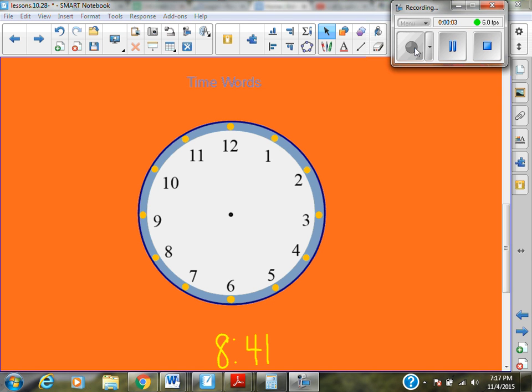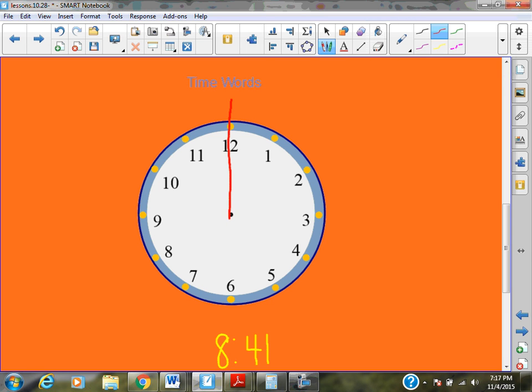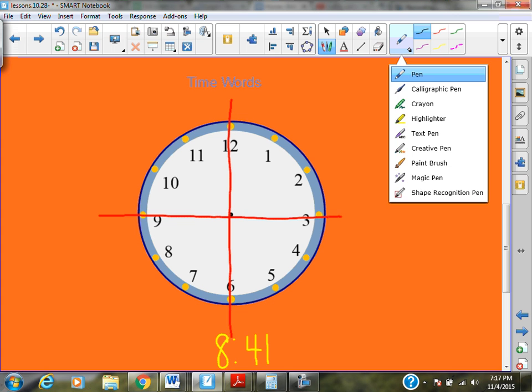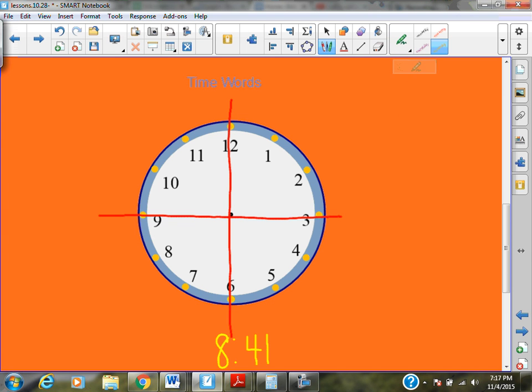Time words. So right now we have a clock here. And I'm going to take this clock and divide it into 4 equal parts. When I divide my clock into 4 equal parts, then I can talk to you about time in words. When I look at just one part of my clock, let's see if I can get a crayon up here.